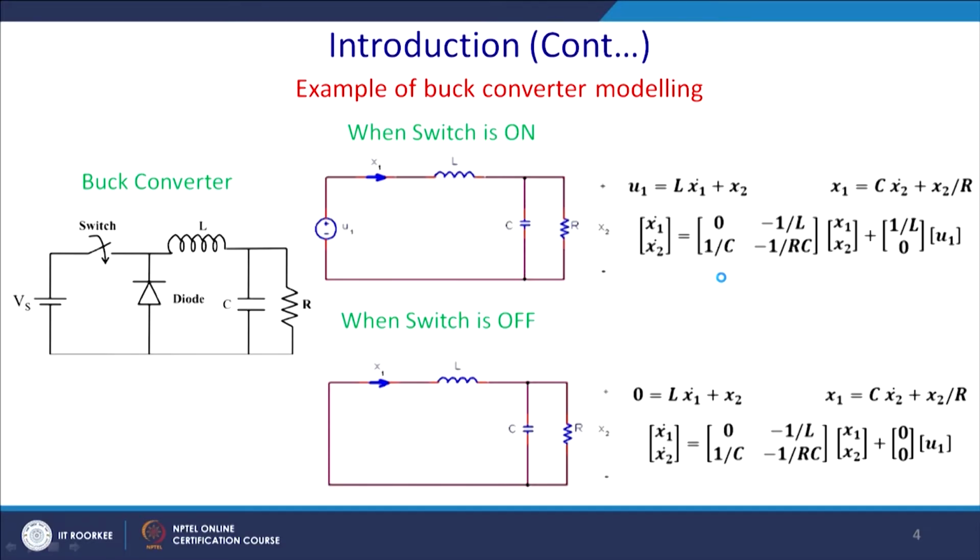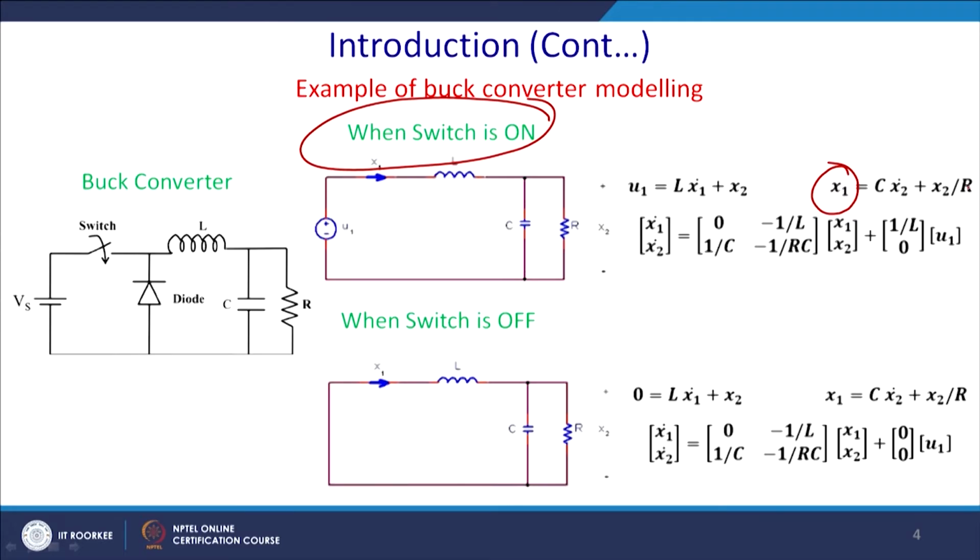Now, let us take a buck converter that we have studied several times. You know, there are two modes of operation: one where the switch is on, another where the switch is off. So, when the switch is on, this is the part of the circuit, and that is x1, the state, and the input is U1. Generally, you can write these equations: U1 equal to L x1 dot plus x2, that is, V equal to L di/dt plus Ri, and x1 equal to C x2 dot plus x2 by R.